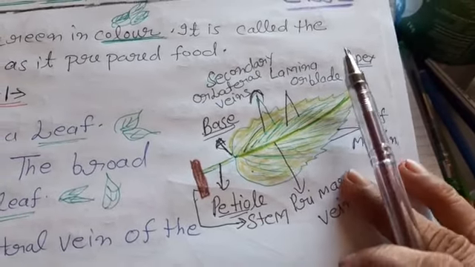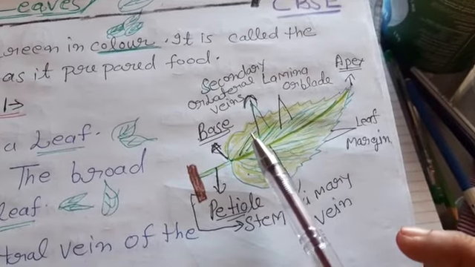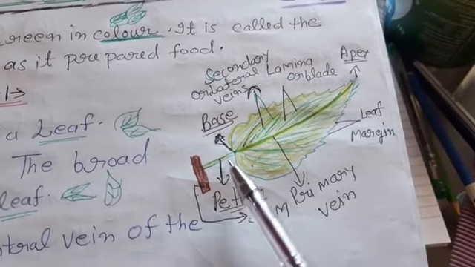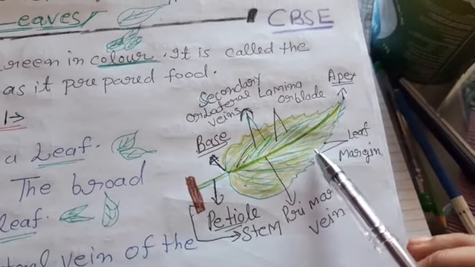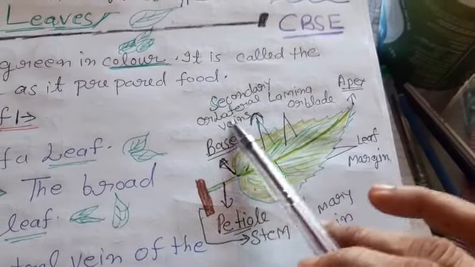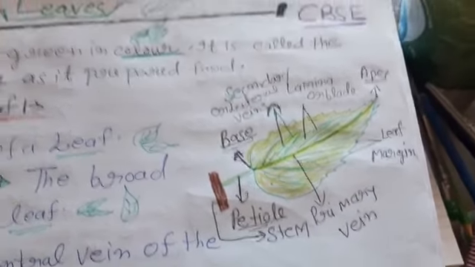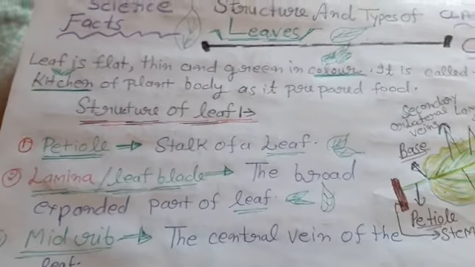So this is a diagram of leaf. I had already drawn it here. You can see this diagram. This is a petiole, base, primary vein, leaf blade, apex, lamina or blade, secondary or lateral vein. You can easily draw it.